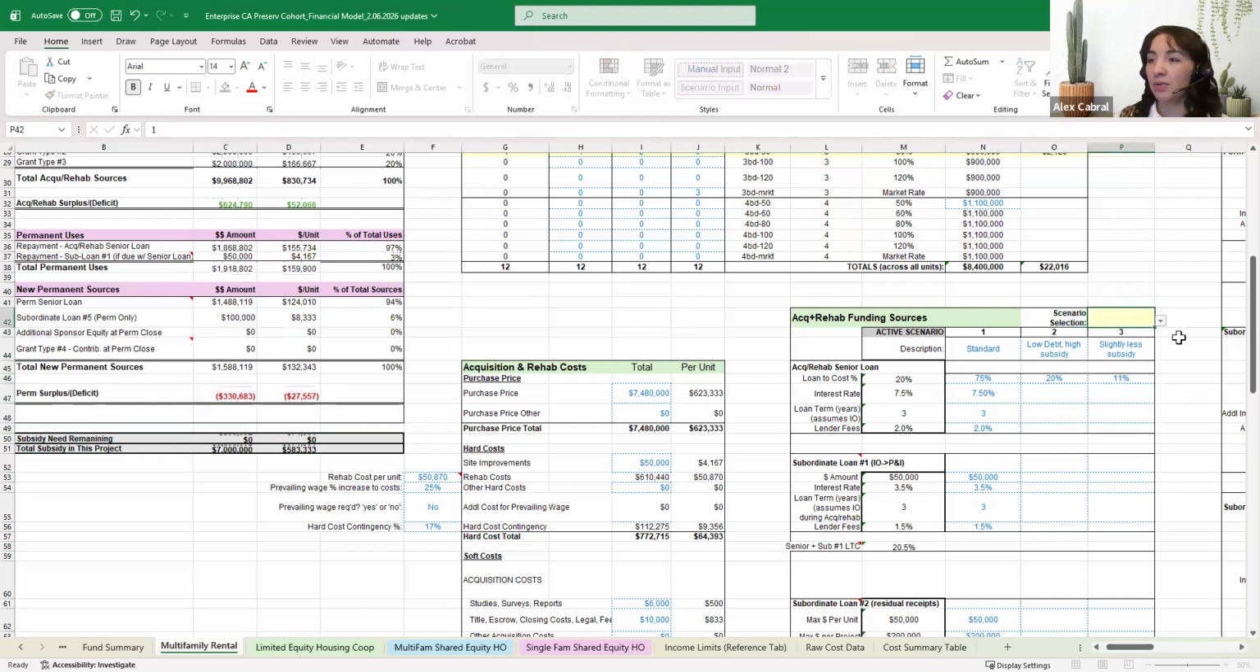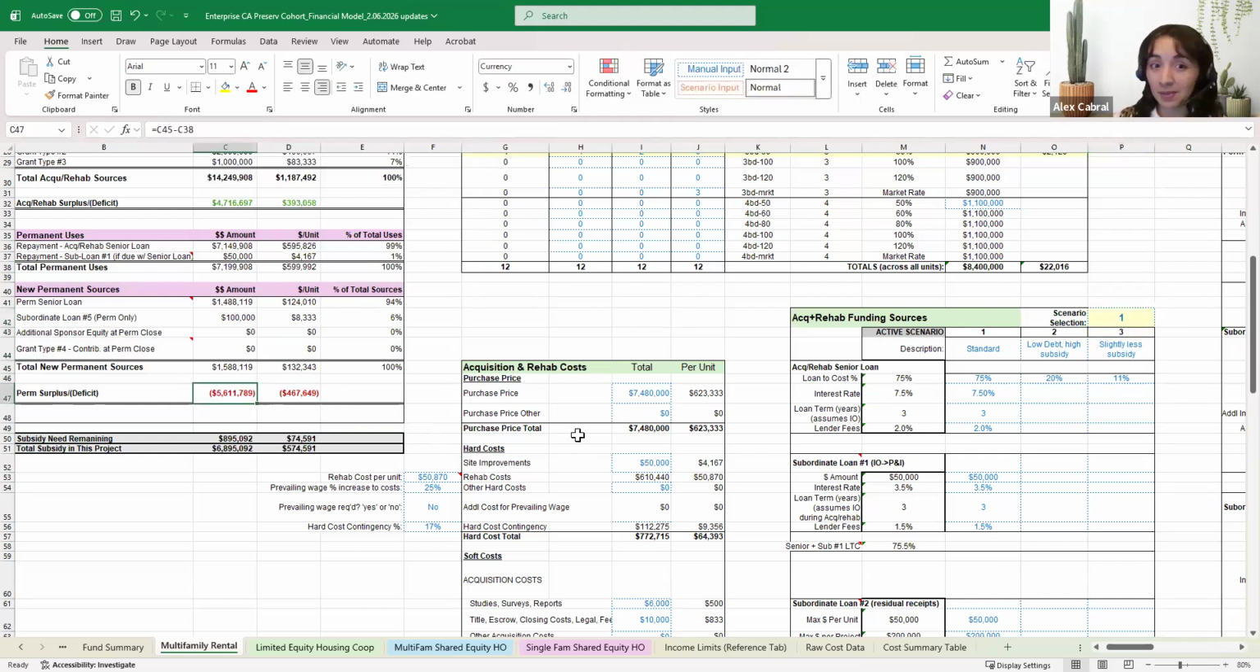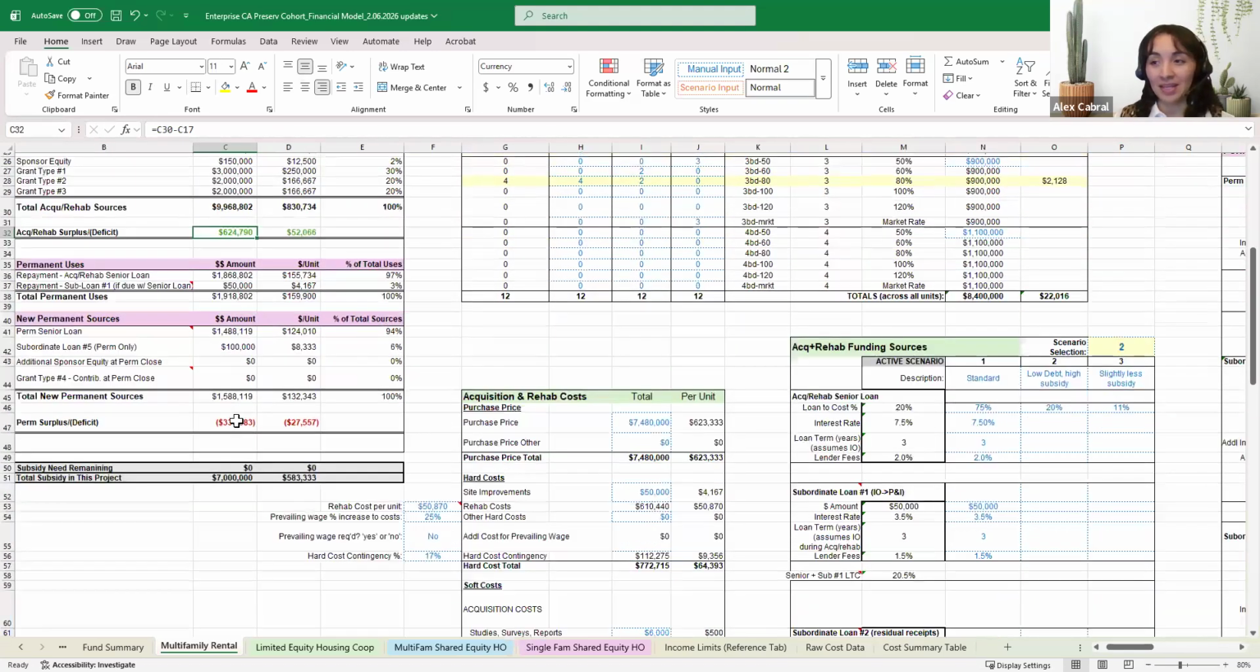right? So I was at a $1.5 million deficit. I dropped my loan size down. My deficit is much smaller, 330,000. My surplus up above is also much smaller. I need to get this to a surplus. So I'm going to keep going down.